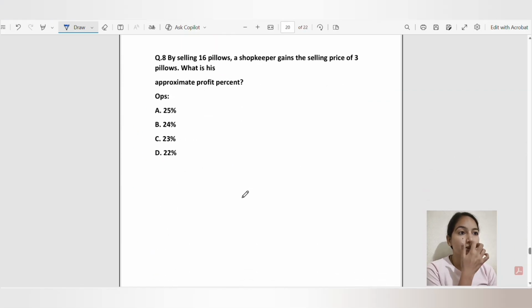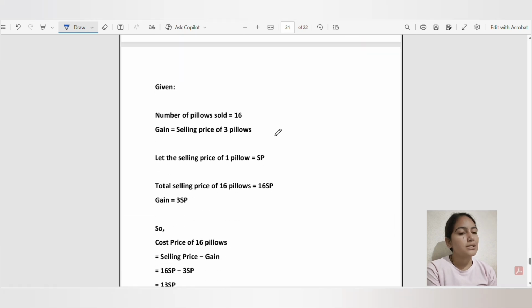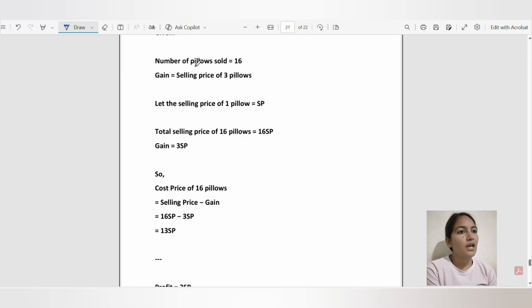Let's come to the next question. By selling 16 pillows, a shopkeeper gains the selling price of 3 pillows. What is his approximate profit percentage? Let's see the solution. We have given the number of pillows sold: he has sold 16 pillows. And the gain is the selling price of 3 pillows.